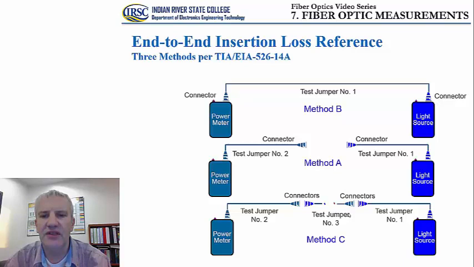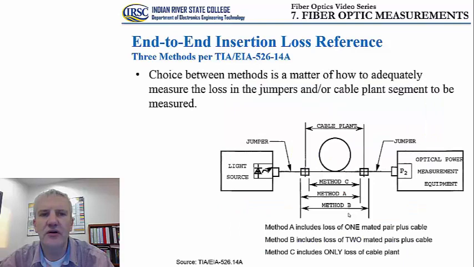This slide goes further into the topic of end-to-end insertion loss reference. On this slide you see a cable plant that's under test, and also identified are the three methods A, B, and C that we elaborated on in the previous slide. Each of these methods takes into account the cable plus a certain piece of test equipment. For example, method A takes into account the cable as well as one mated pair of connectors. Method B includes the loss of two mated pairs of connectors plus cable. And finally, method C includes only the loss of the cable plant. So method C is the most accurate one, as it does not take into account any test equipment that is a part of the test.